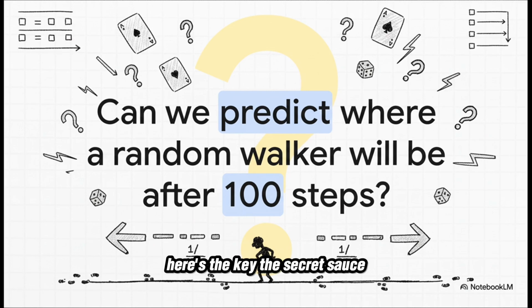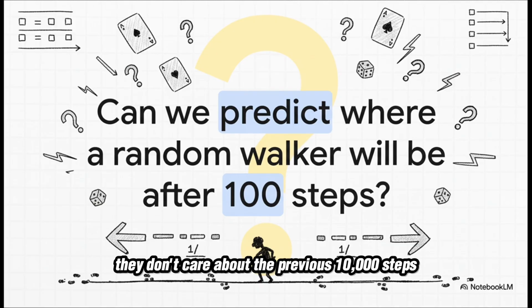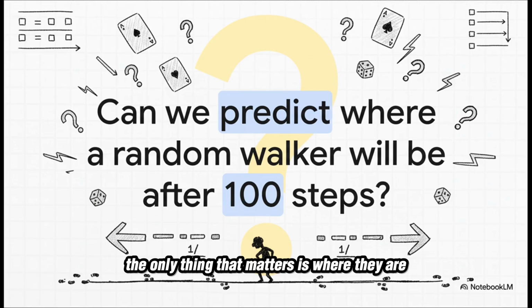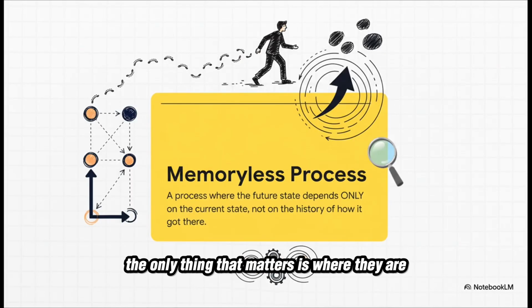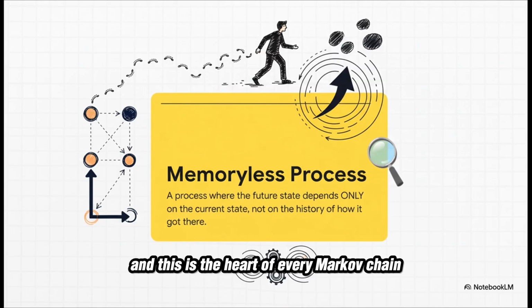Here is the key, the secret sauce. This walker has no memory. They don't care about the previous 99 steps. The only thing that matters is where they are right now. This is called a memoryless process, and this is the heart of every Markov chain.